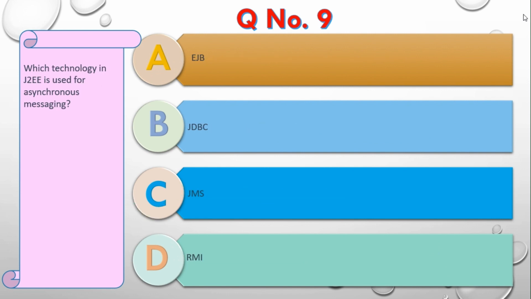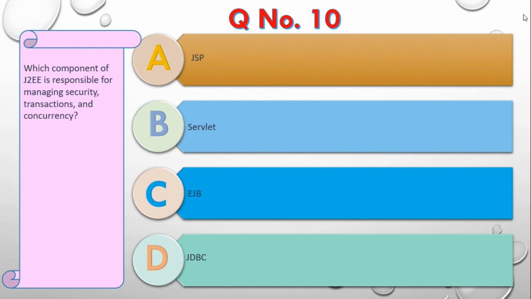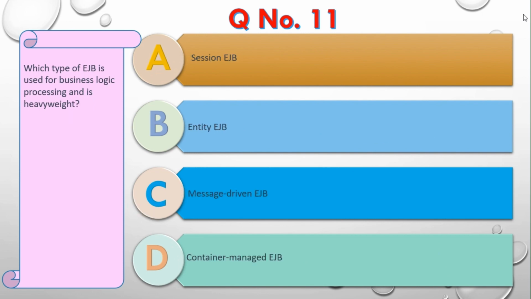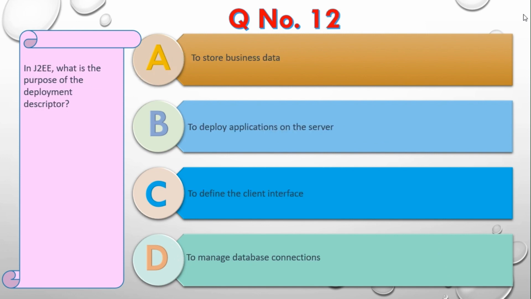Which technology in J2EE is used for asynchronous messaging? JMS. Which component of J2EE is responsible for managing security, transaction, and concurrency? EJB. Which type of EJB is used for business logic processing and is heavyweight? Session EJB. In J2EE, what is the purpose of the deployment descriptor? To deploy application on the server.